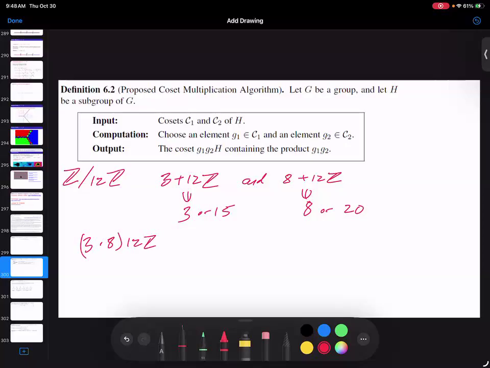That would be 24 plus 12Z. Which coset do you think that is?